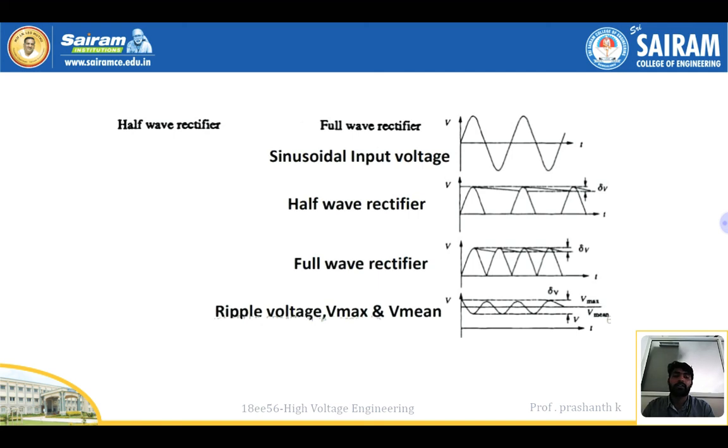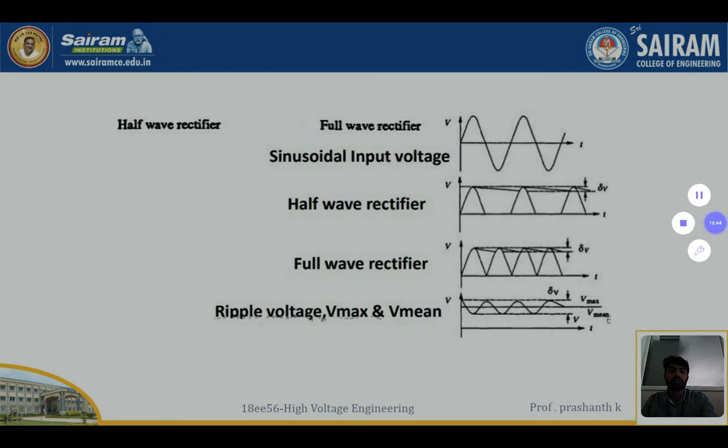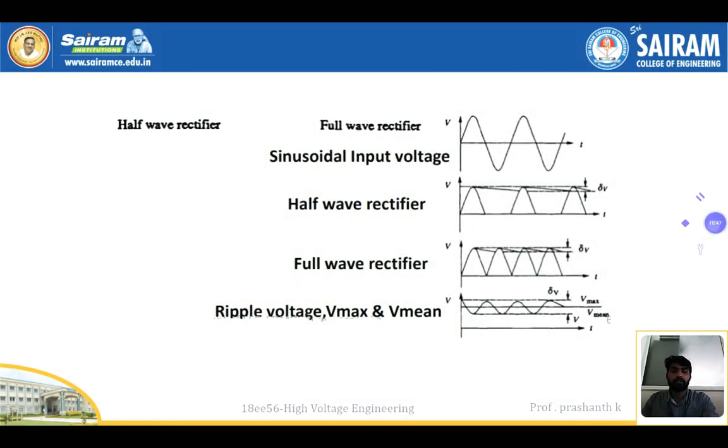Delta V is the difference, like a pulsation, like a disturbance. That is the ripple voltage, where V max is the maximum voltage and V min is the minimum voltage. Okay, we'll see that in the next class.